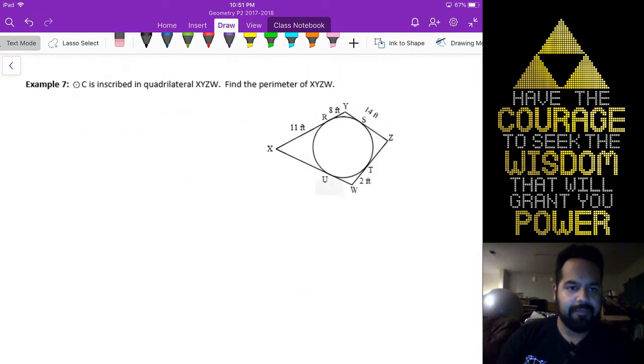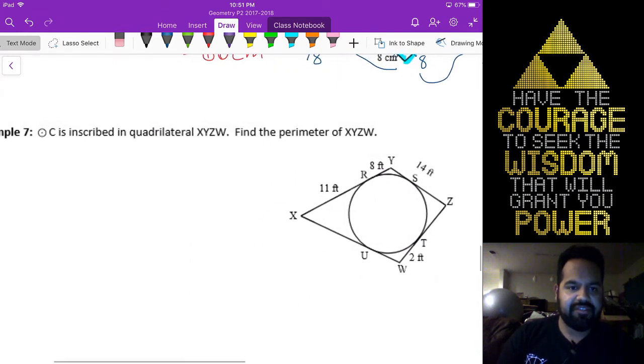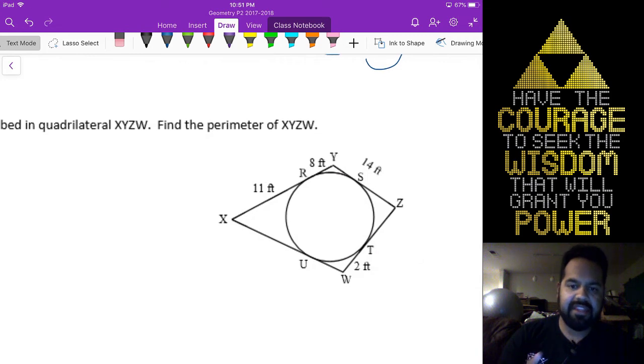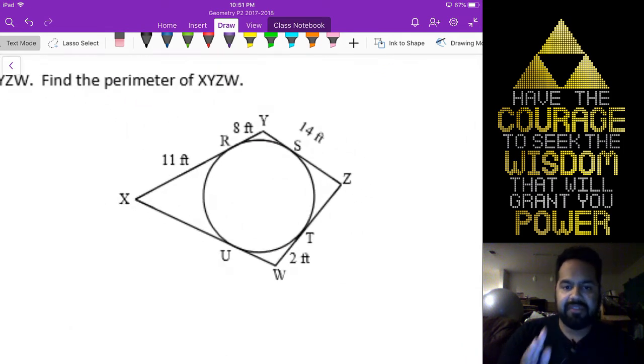Last one. Circle C is inscribed in your quadrilateral. So now in this one we have a four-sided figure. That's okay. We can still use all our properties of our tangent lines. We've got to be a little careful though, because we've got to make sure we don't accidentally do anything dumb or really silly.